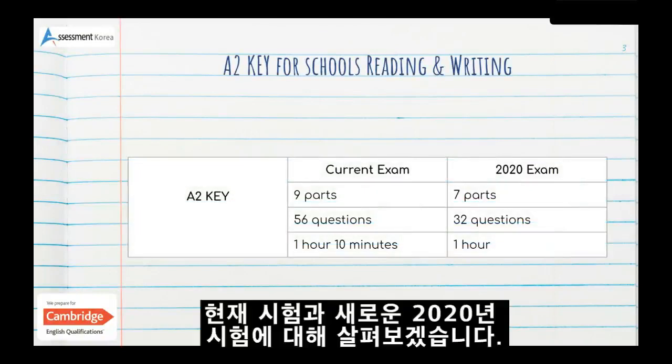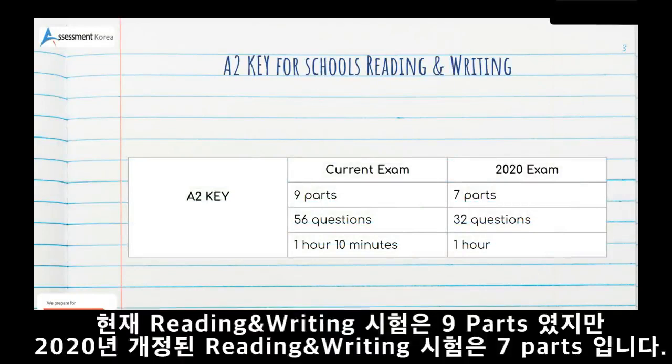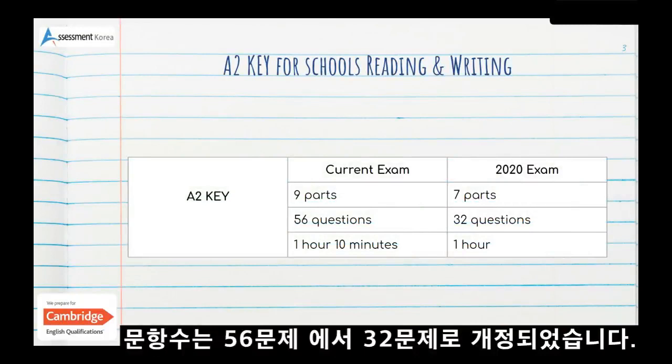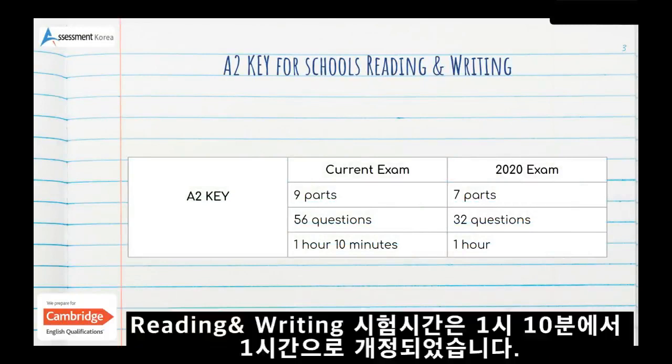Okay, so let's take a look then at the current exam and the new 2020 exam. So as you can see here, currently there are 9 parts, but in the 2020 exam there will be 7 parts. And the number of questions has been reduced from 56 to 32. Also the time from 1 hour 10 minutes to 1 hour. So it's a lot shorter now.